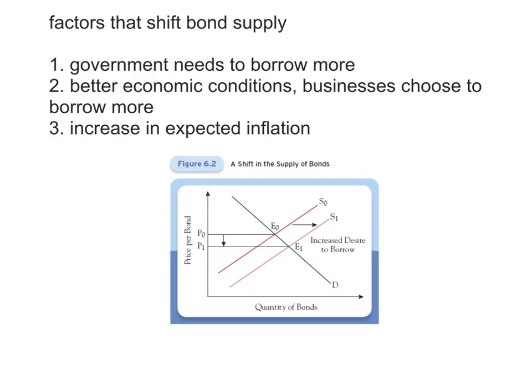Third thing is an increase in expected inflation. Now, if we assume for the time being the prevailing nominal interest rate in the economy remains the same, then if expected inflation goes up, that makes the real cost of borrowing lower. Remember the Fisher equation? So an increase in expected inflation will cause bond supply to increase so long as the nominal rate of interest stays the same.